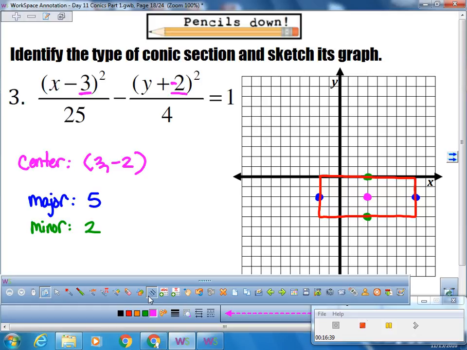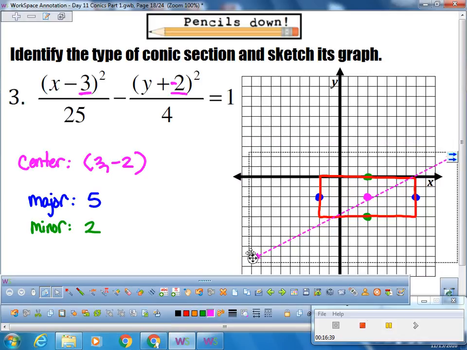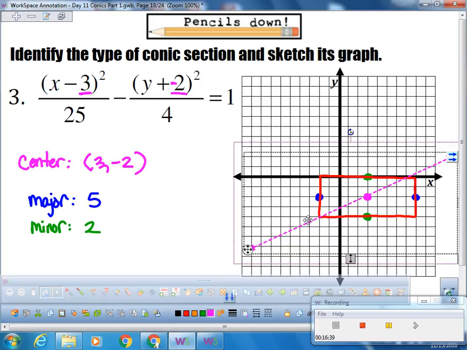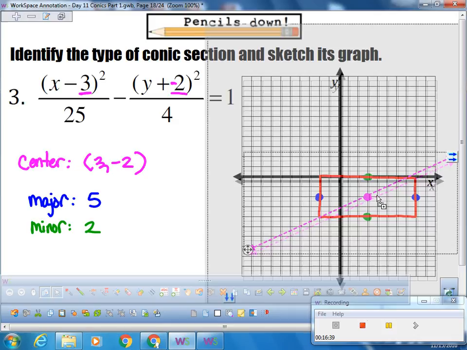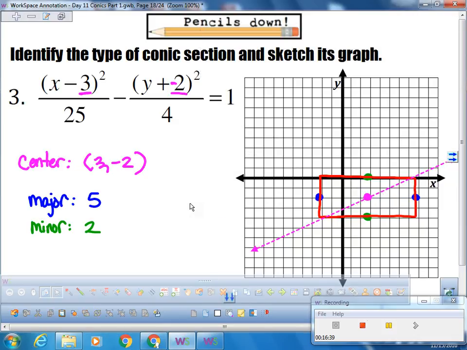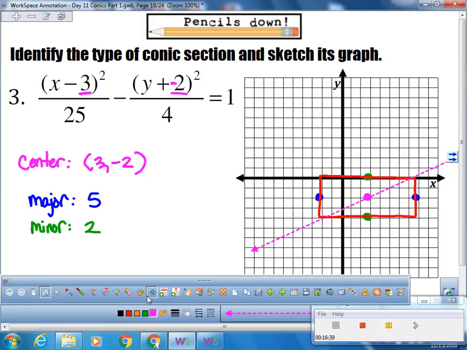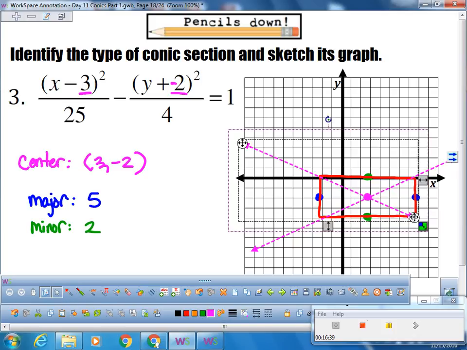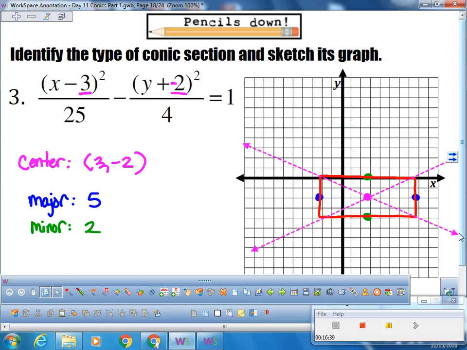My asymptotes go through the corners of my slope box. That wasn't very good. I need to fix that. A little bit better. We'll just leave it. It's good enough. And then my other one, it's easier to draw them from the corners and then move them. There we go. So there's my asymptotes.